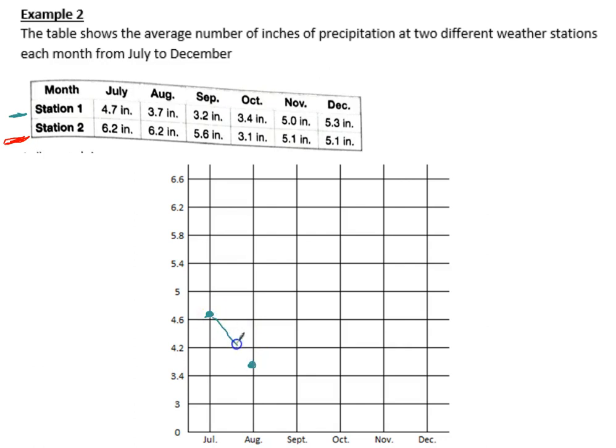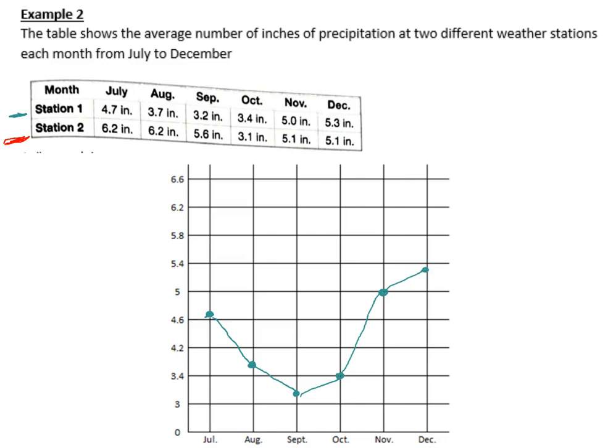And as we're drawing the dots, we're just going to connect them each time. In September, we're going to be in 3.2, which is roughly halfway between. In October, we're going to be at 3.4 again, which is going to be right about here. In November, we're going to jump all the way up to 5. And then in December, we're going to be at 5.3, which is right here.